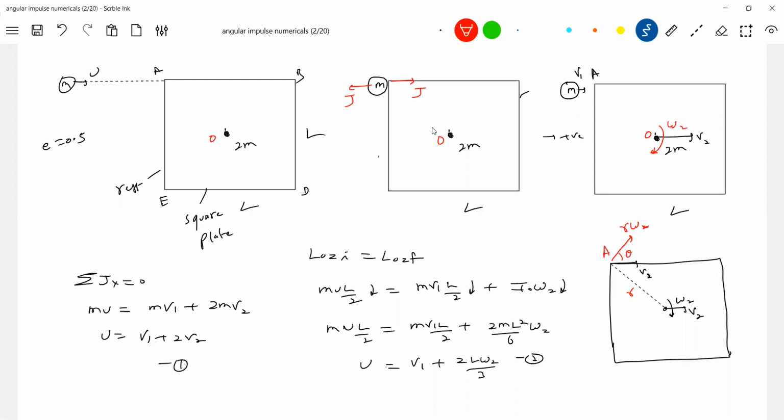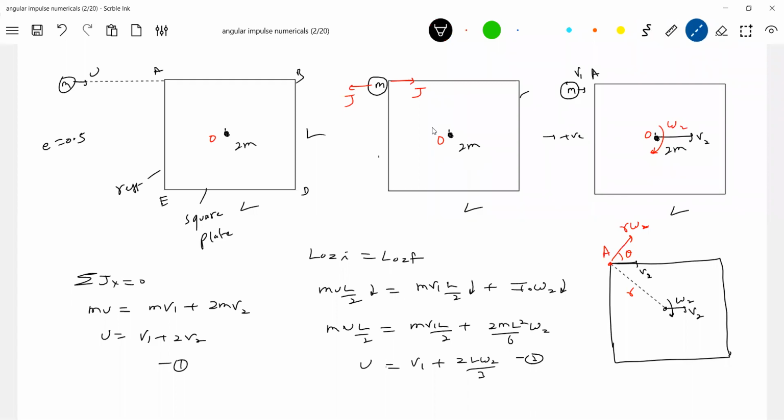So what is the velocity of point A along the x-axis? V2 plus R omega 2 cos theta. Theta we know is 45 degrees. R is L by root 2. What is the velocity of point A along the line of impact has to be considered here. It's along the line of impact here.